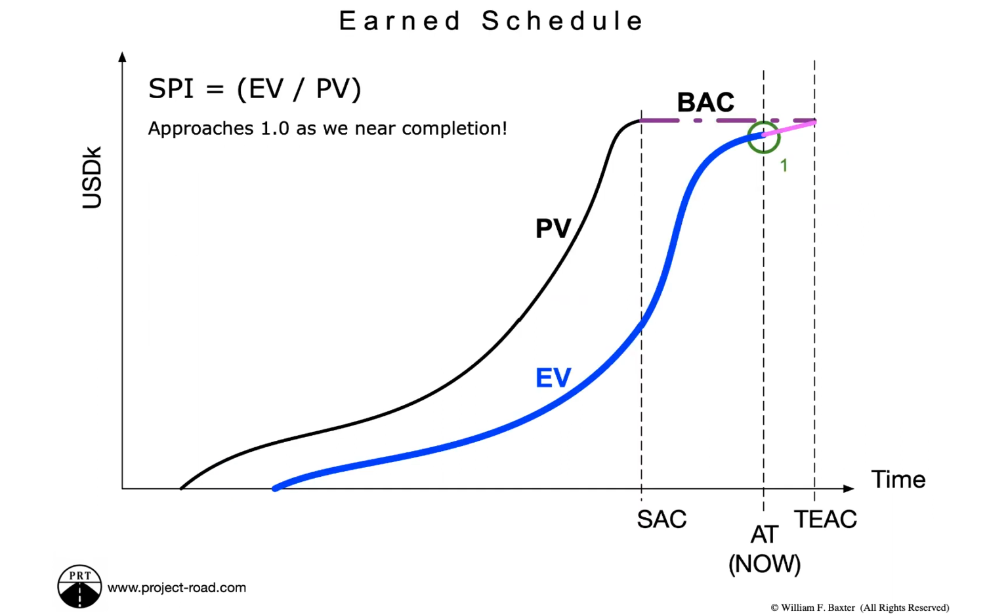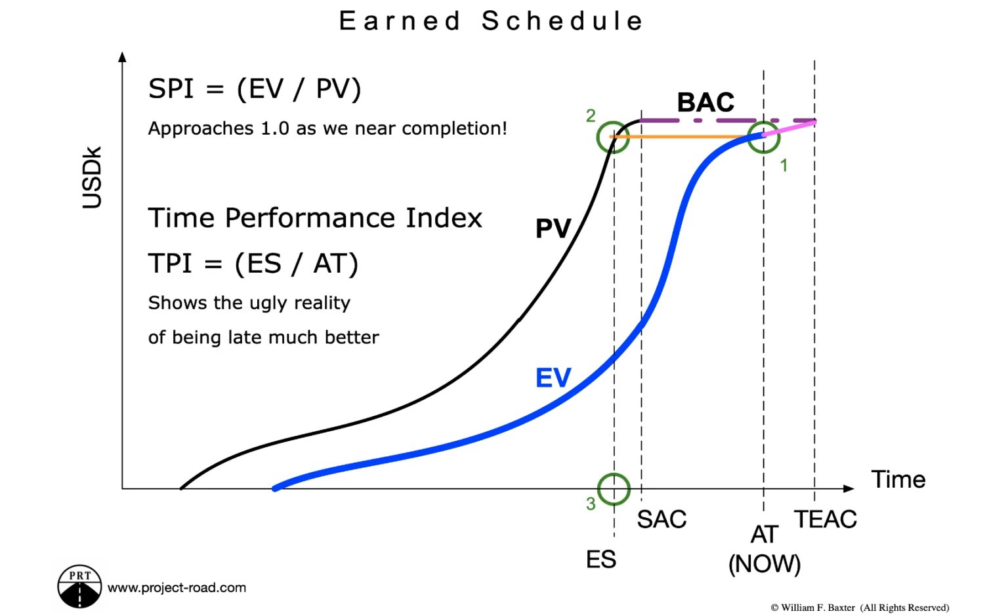Another place where TPI is much better is if you're late. The SPI leads to total nonsense here. As you approach completion, very late, the SPI approaches 1.0, which makes everything look good when everybody knows you're incredibly late. Whereas the TPI gives you a much better picture of how you're doing.